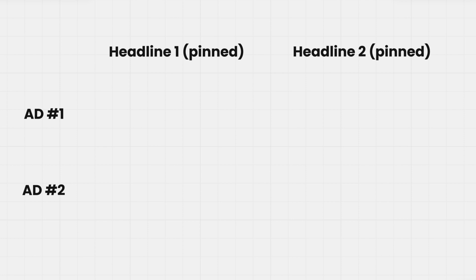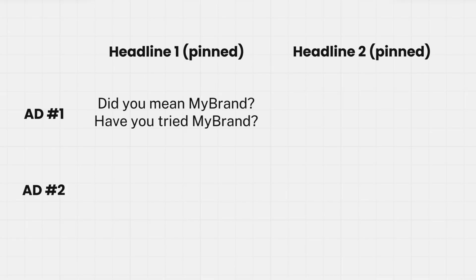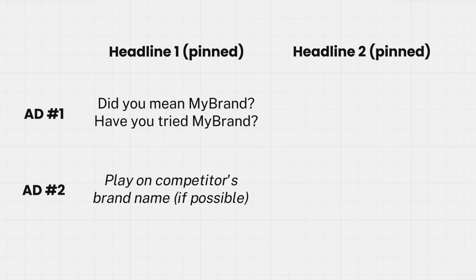In our ads, we took advantage of pins to control which headlines would appear first and which ones would appear second. In one ad, we used a question in the first headline, like, did you mean my brand, or have you tried my brand? In the second ad, we played on the fact that our competitor's brand name is literally the name of the product we're selling. This strategy works only for competitors with generic brand names.